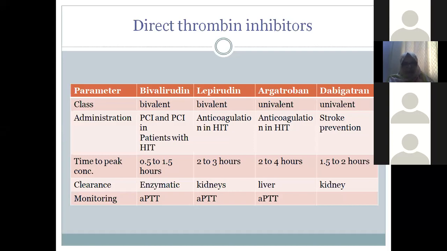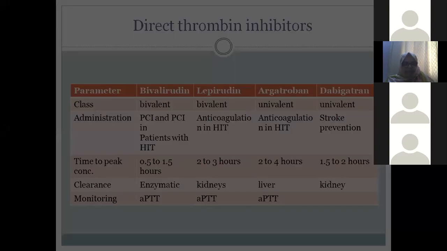clot formation. Time to peak concentration, that is their time of action, is 0.5 to 1.5 hours. It takes 2 to 4 hours for argatroban. Clearance: they all are cleared by renal clearance except argatroban, which is excreted by feces. Monitoring is done through activated partial thromboplastin time, because they all affect the intrinsic pathway.